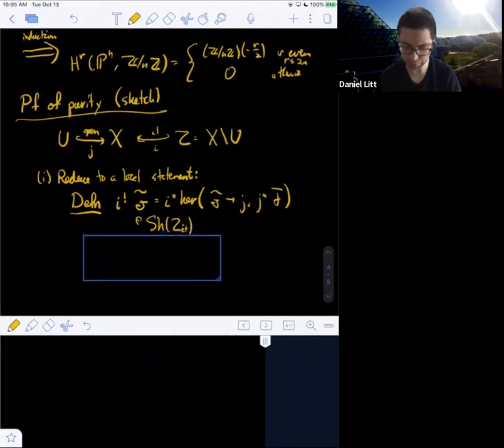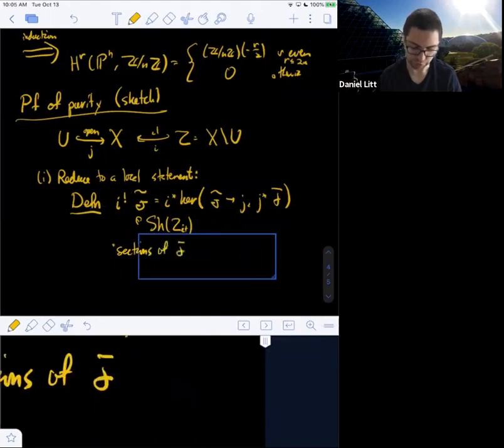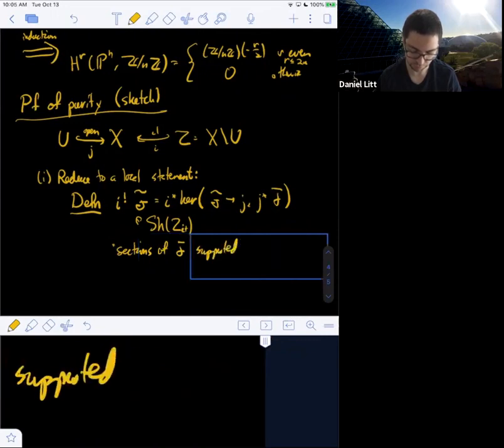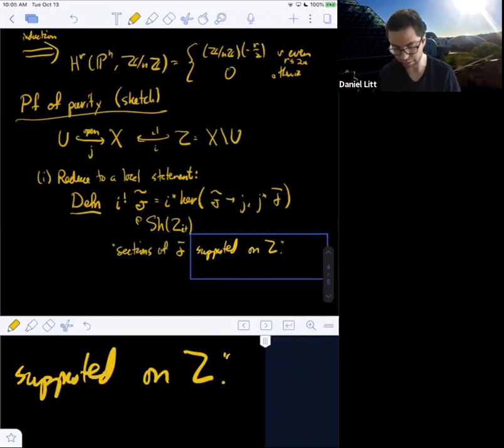and people call it I upper shriek, but what is it? It's taking the sections of F supported on Z. As we'll see in a moment, this is a kind of local version of taking global sections with support. Are there any questions about this definition?